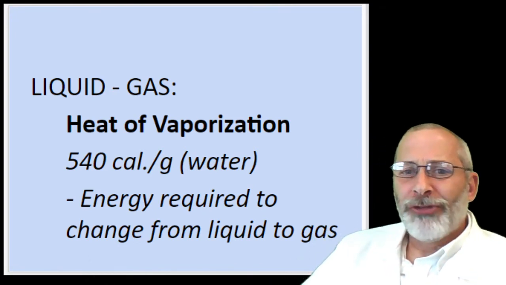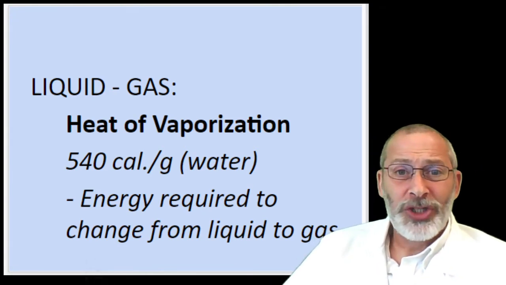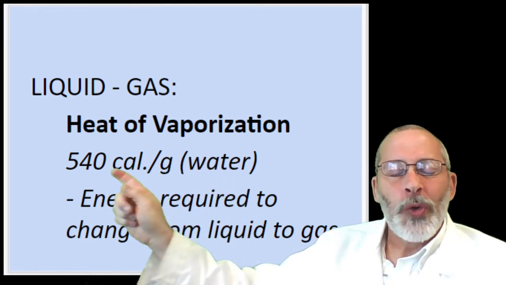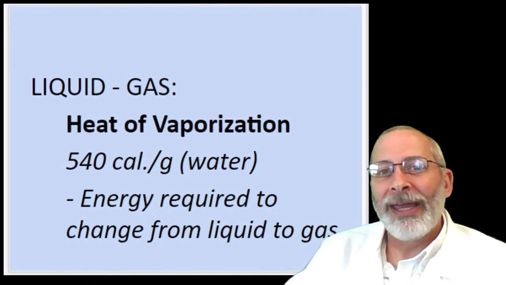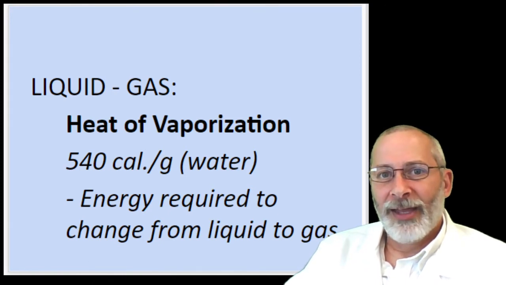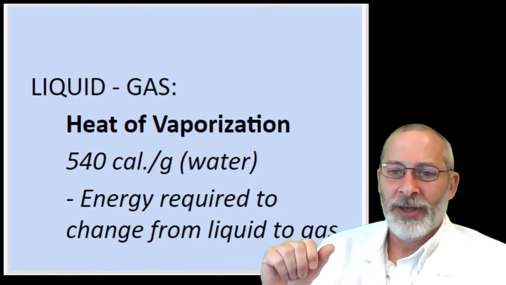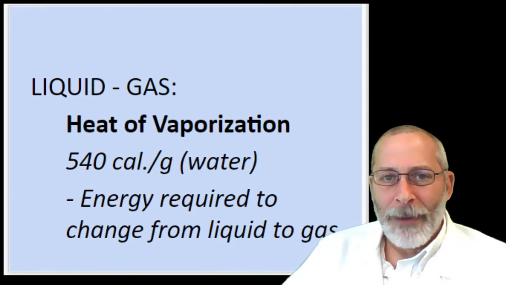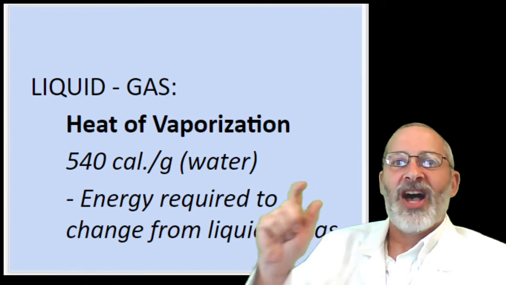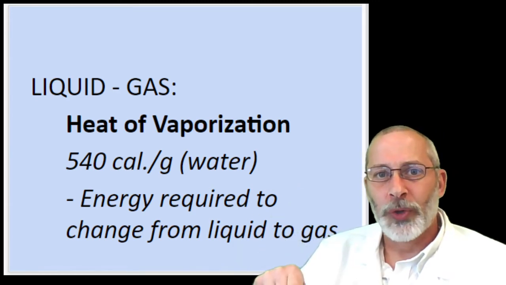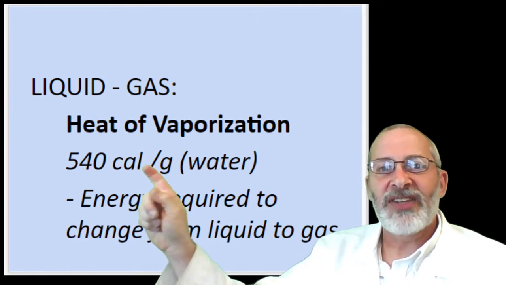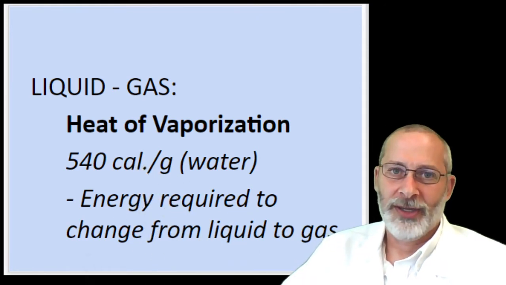The energy required to change from a liquid to a gas is 540 calories per gram. Let that sink in for a moment. 540 calories per gram. It takes 100 calories to go from ice cold water to boiling water. This is more than 5 times that amount of energy. That's a lot of energy.